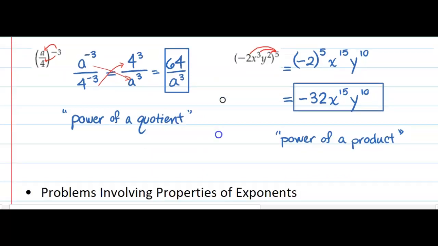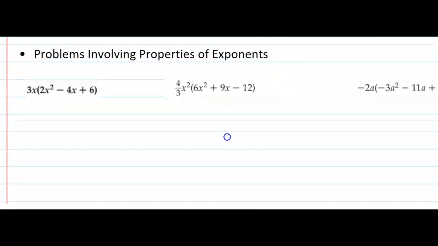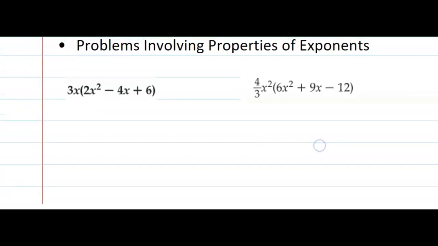Let's use what we've learned to solve some problems involving these exponents. Like the first example, we have a monomial times a trinomial because there are 3 terms. 1, 2, 3 terms. And this term, this monomial on the outside, is going to multiply and distribute throughout the parentheses. We're going to keep applying these properties.